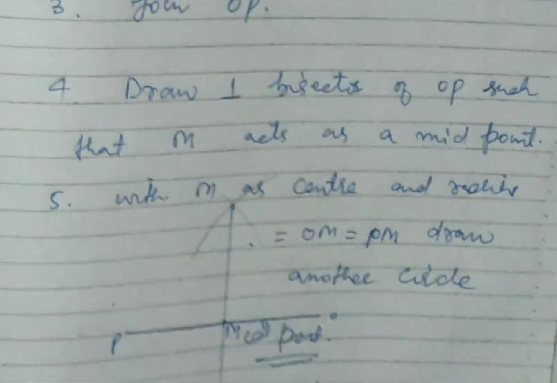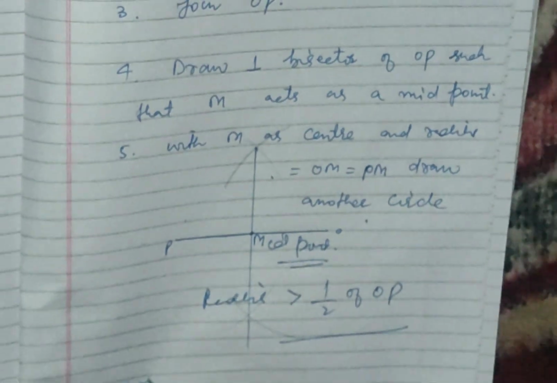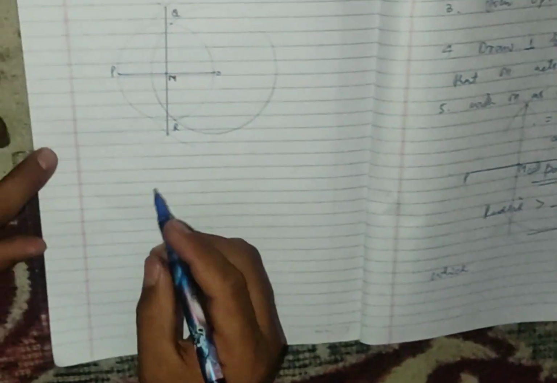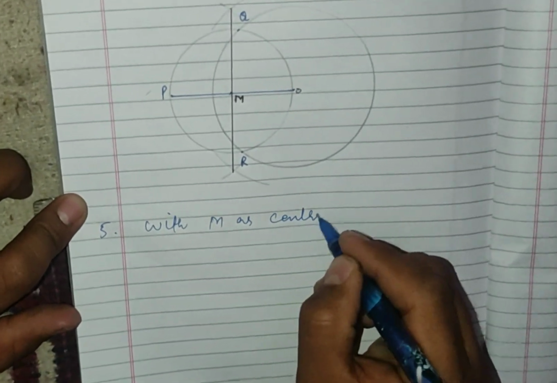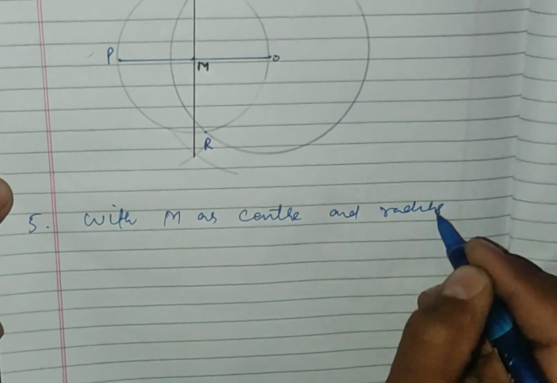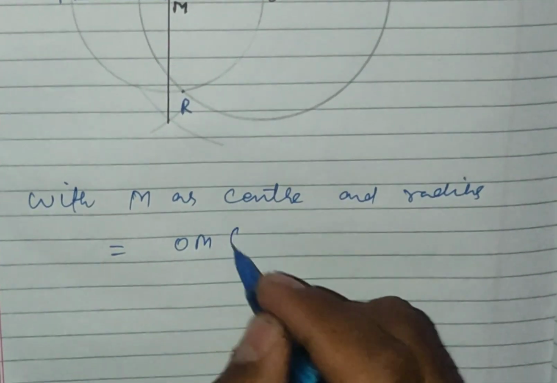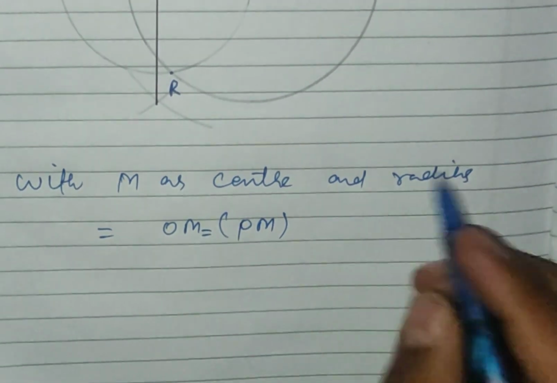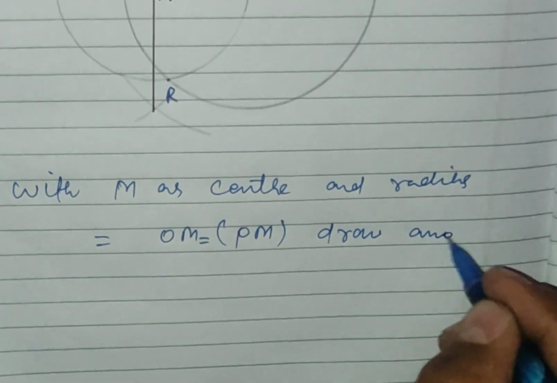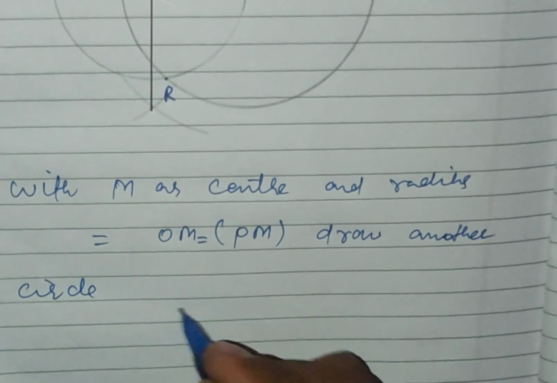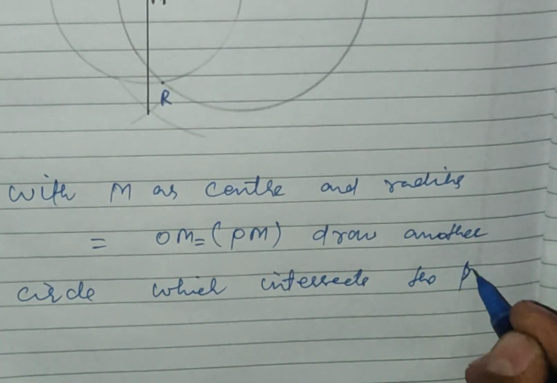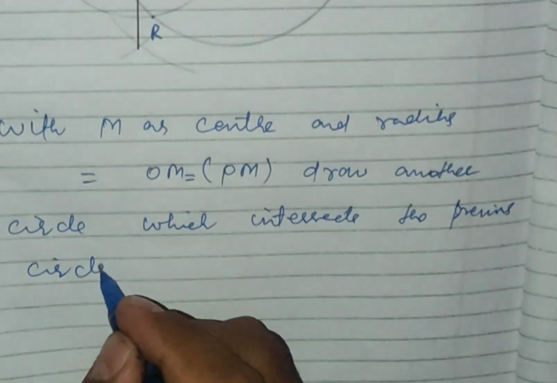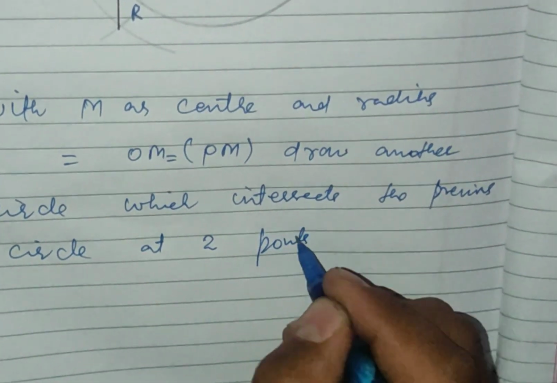I will write here this very step: with M as center and radius equal to OM or OP or PM, because they are the same, draw another circle which intersects the previous circle at two points, namely Q and R. It is touching at Q and R.